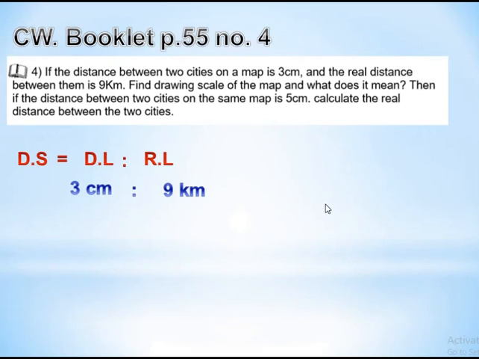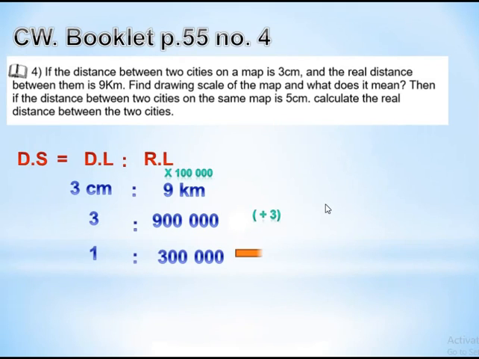Okay, can we make a ratio between centimeter and kilometer? No, we must convert from kilometer to centimeter by multiplying by 100,000. Then it will be 3 centimeters to 900,000 centimeters. Then simplify. Divide by 3, it will be 1 to 300,000.